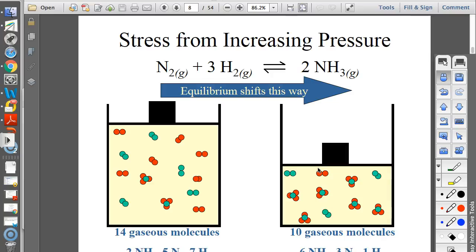So if I'm looking at this reaction, just look up here. Don't look at the picture yet. I have 2 N2, so that's 1 mole of gas. This is 1 mole. 3 moles of gas. So over here on the reactant side, I have 4 moles total. And on the product side, I have 2 moles total.